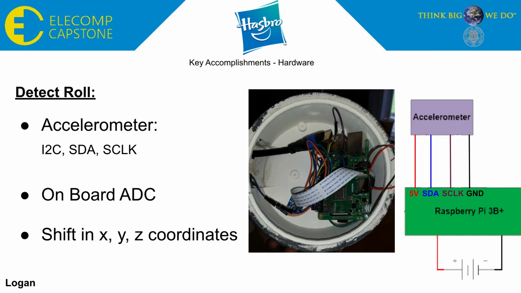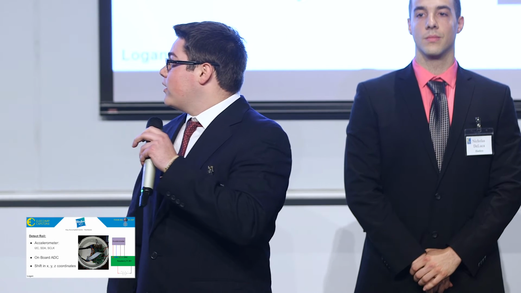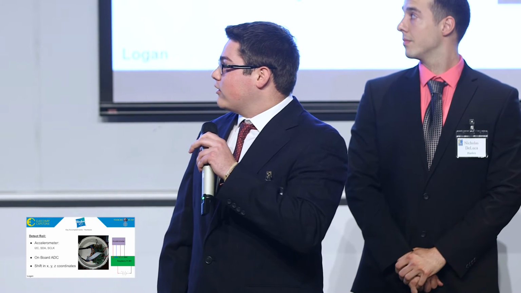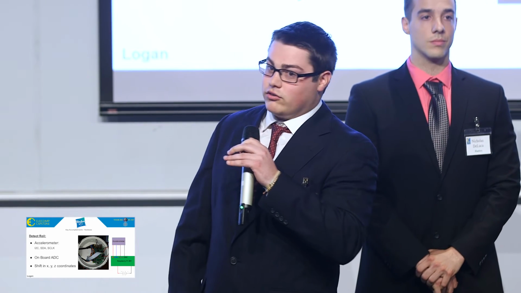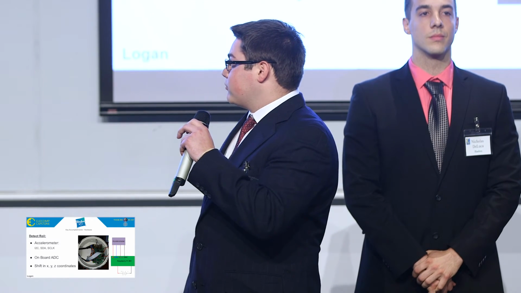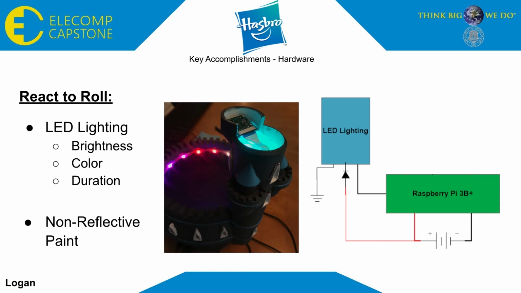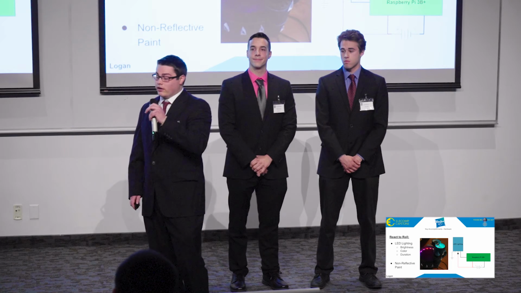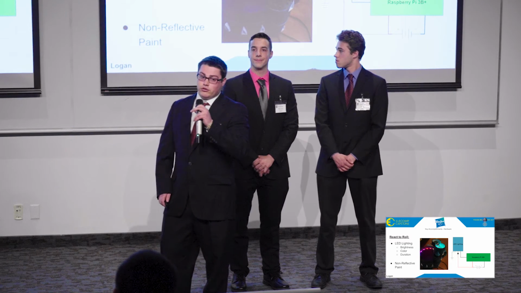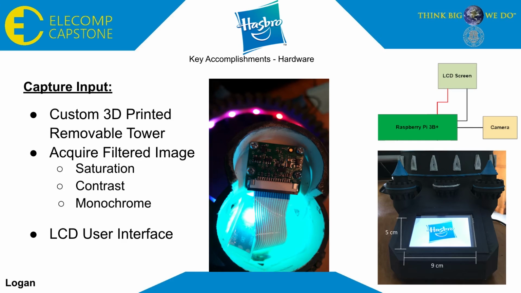Goal number one, detect a die roll. We detect a die roll using an accelerometer, which uses a shift in the Cartesian coordinate system. Then that is converted into a digital signal, which is processed by the Raspberry Pi board through serial data transmission. Now, once we have detected a roll, we react to that roll using bright white LED lighting and non-reflective paint. This allows for a more clear picture so the camera can capture it.